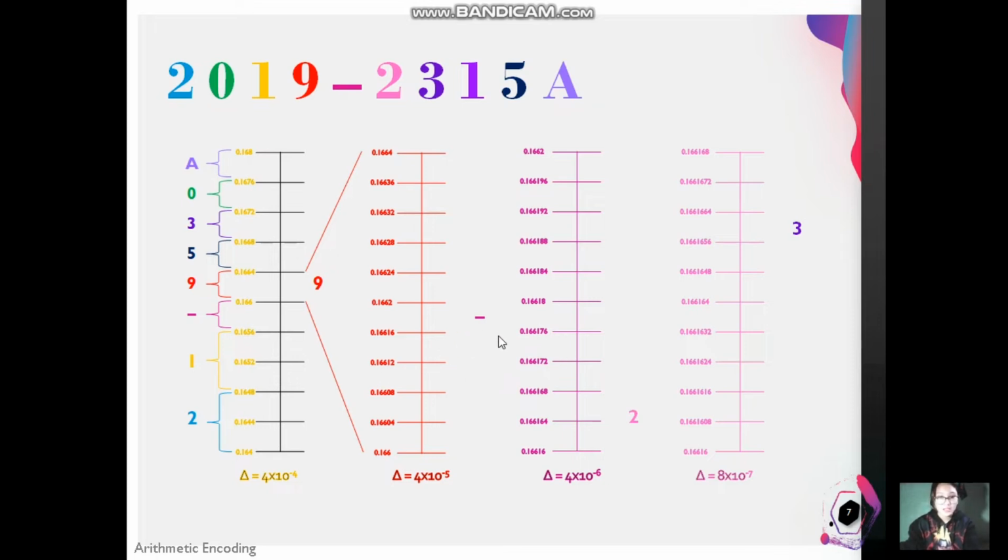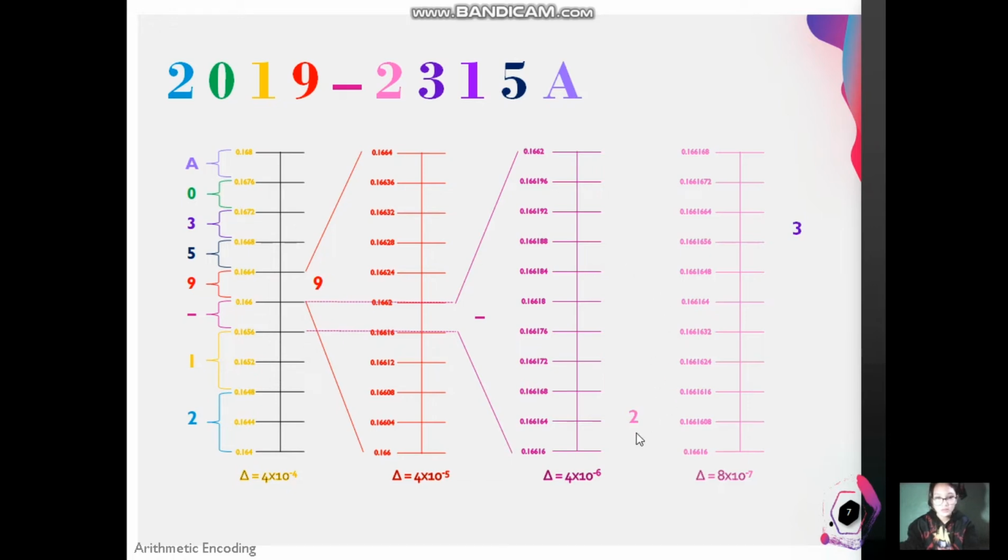Next is the dash symbol. So rescaling the dash symbol, we'll have 0.1662 as our upper boundary level and 0.16616 as our lower boundary level. So taking the difference of these two values and dividing it by 10, we'll have 4 times 10 raised to negative 5 as our delta step every level.